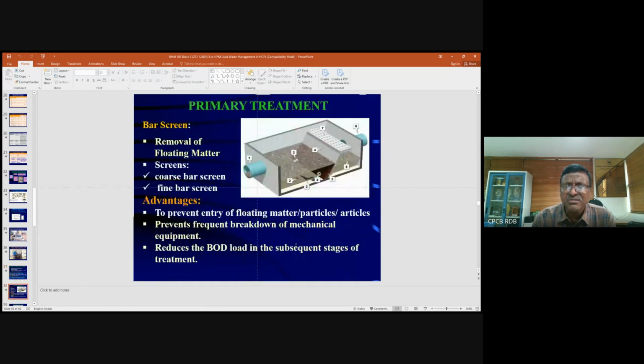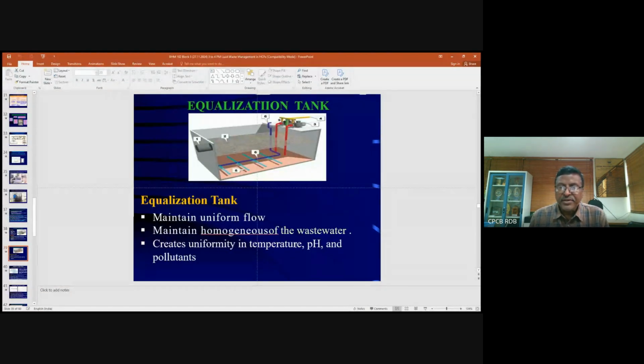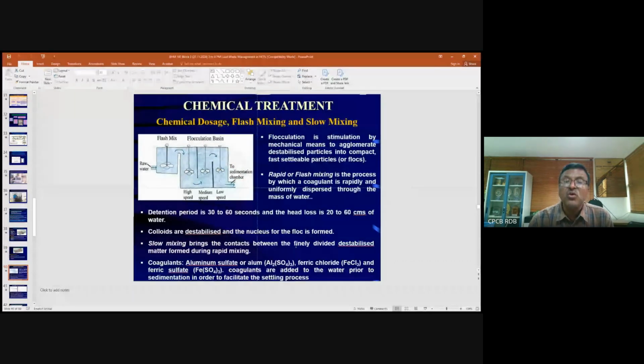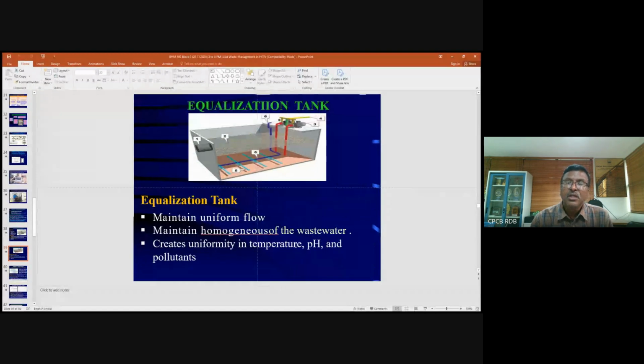Just to have a look at it, I just want to show you, and we will not go into detail. This is the type of bar screen where the removal of all floating matter is possible. Once the screens have removed the floating matter, then comes the equalization tank, where the different types of wastewater coming from different departments in the hospital are collected in one tank. Then there will be a proper mixing provision so that all the wastewater becomes uniform in nature, and also to maintain uniform flow, not only in quality but also in quantity. Otherwise, the proper treatment will not take place.